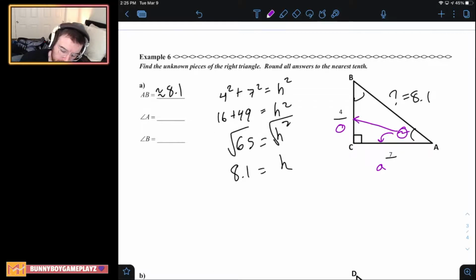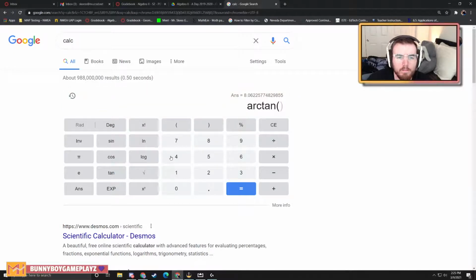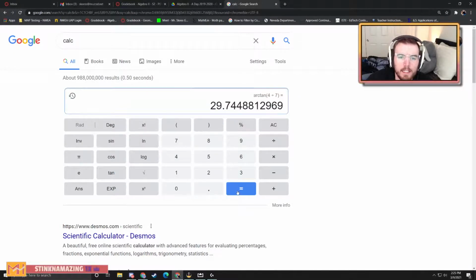Tangent. Tangent of theta is 4 over 7. Opposite over adjacent. What is theta though? What is the angle? Inverse it. If you inverse tangent 4 over 7, you get approximately, let's just call that 30 degrees. Theta is 30 degrees. True story. That is angle A.